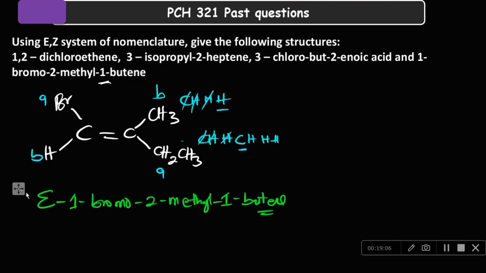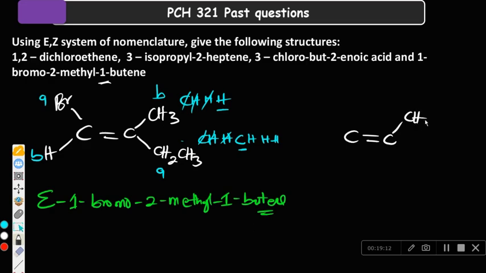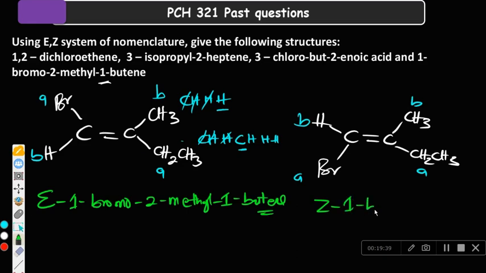So that is that. Now the next one is the Z configuration, which becomes C double bond C. Here is CH3. Here is CH2, CH3. For the Z, the 2 high priority groups must be on the same side. So I can have hydrogen here. Here is Br. So here is A. Here is B. Here is B. Here is A. So this is the Z configuration for this compound. That will give us Z 1 bromo, 2 methyl, 1 butene.